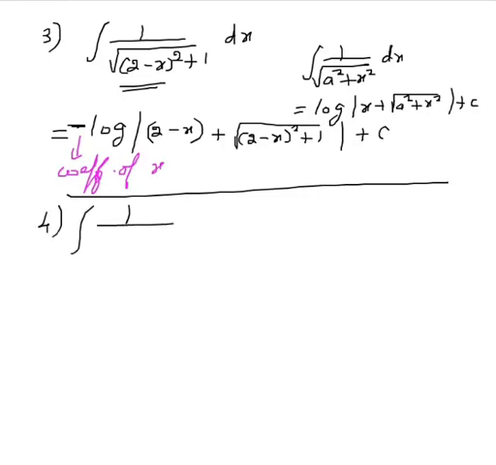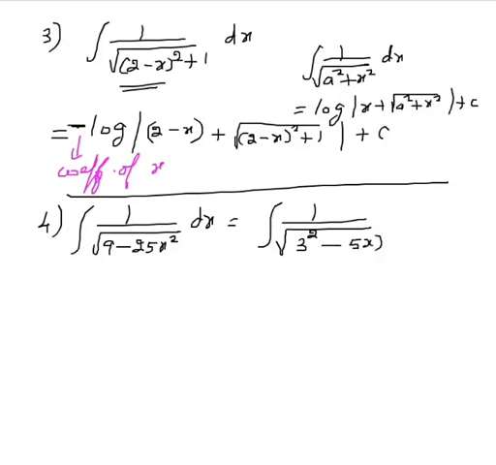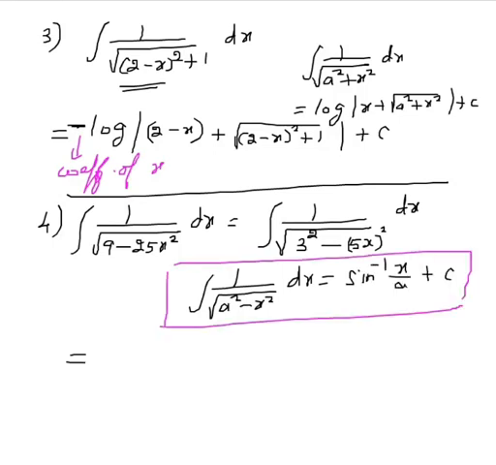Question number 4. Integral 1 divided by root of 9 minus 25x square. Let us do it directly without taking 25 out. But you should not forget to divide by the coefficient of x. That is very important. Now 9 can be written as 3 square and 25x square can be written as (5x) the whole square, dx. We have to use the 1 by root of a square minus x square formula, which is sine inverse of x by a. Therefore, the answer is sine inverse of x by a, where x here is 5x and a is 3.